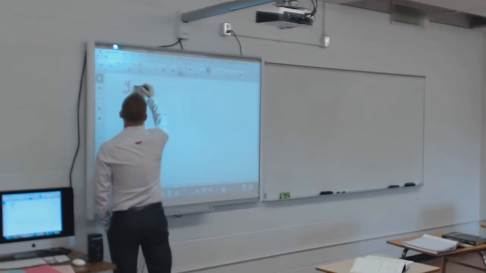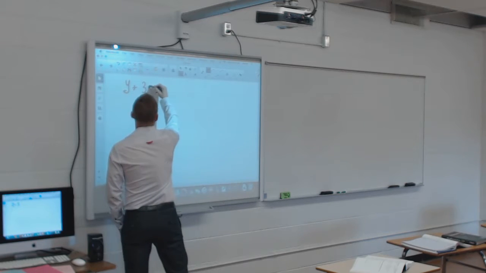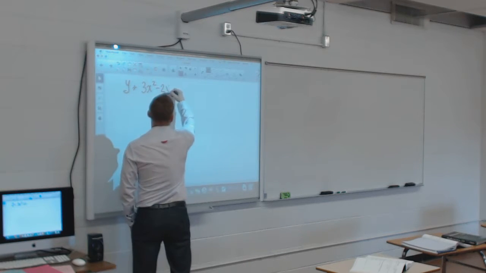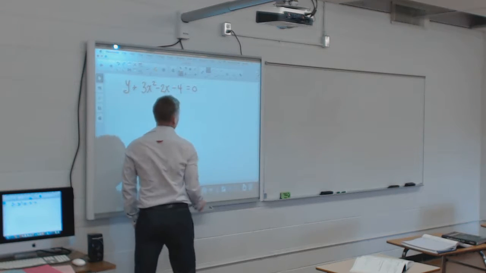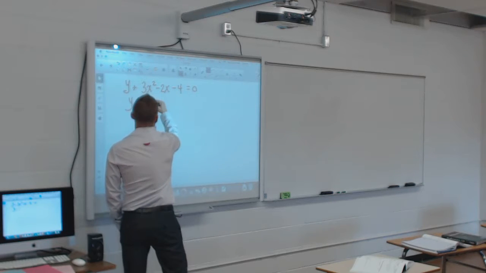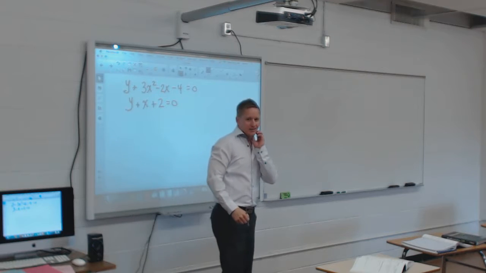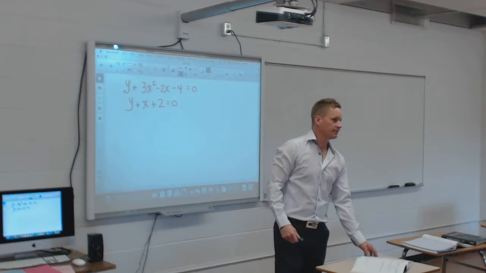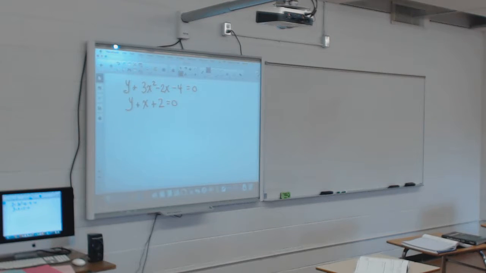So today we have an equation. First equation is y plus 3x squared minus 2x minus 4 is equal to 0. And the second equation is y plus x plus 2 is equal to 0. So we need to be able to graph these, correct? And in order to graph them, what do we have to do? Make them equal to y.